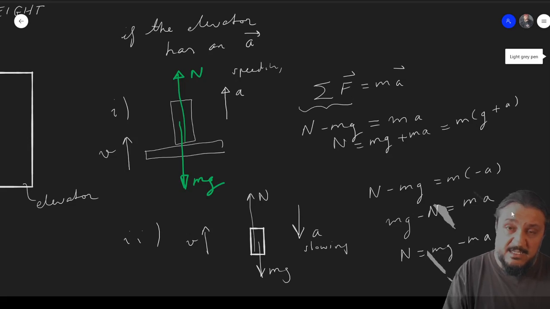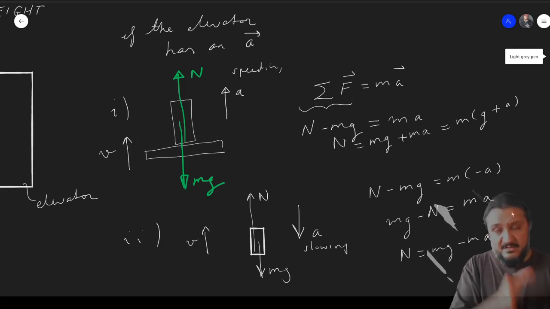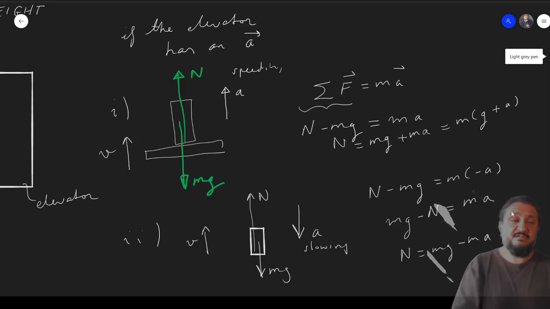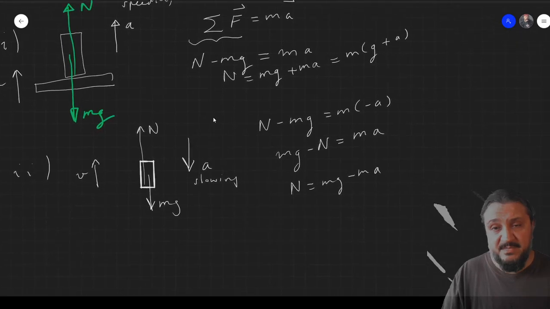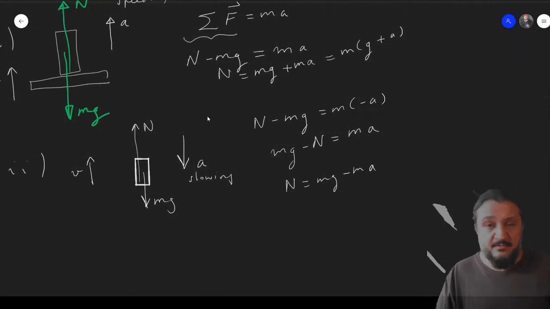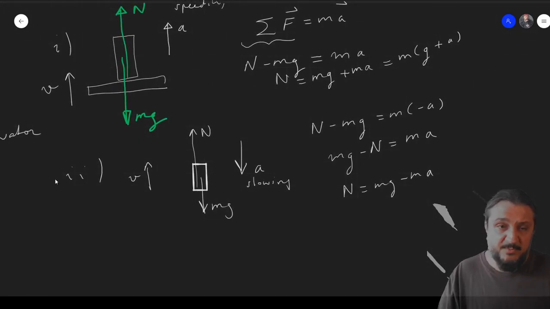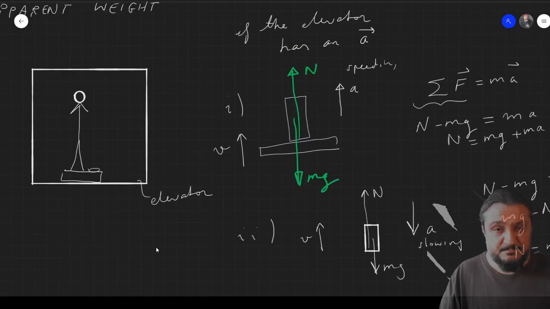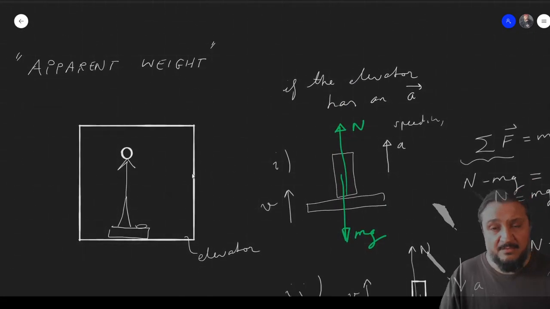Okay? If you are not accelerating, no matter how fast the elevator is, you'll always read the correct number, your correct weight on the scale. Okay? So the value of the speed has nothing to do with it. It's the acceleration. Right. If there is no acceleration, it doesn't matter if it's slow or fast. Your apparent weight will be your actual weight. Okay, so that's all.